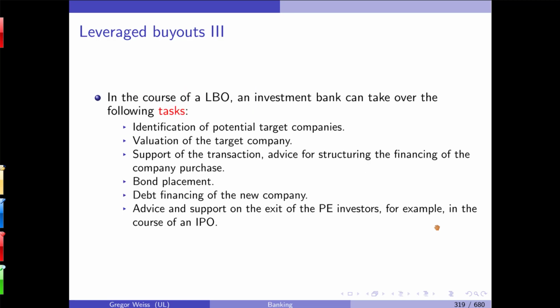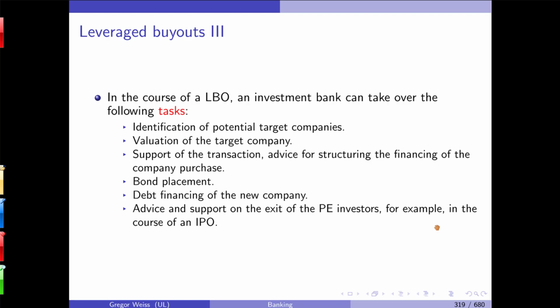What you need to do is identify potential target companies, value the target company, support the transaction, advise how to structure the financing. You need to place the bond, and it might be that you're also in charge of that, or that you need a syndicate of investment banks, and one of the investment banks is in charge of bond placement, finance the debt, and advise and support the managers and shareholders of the company, of the private equity investors, on how to do the exit.